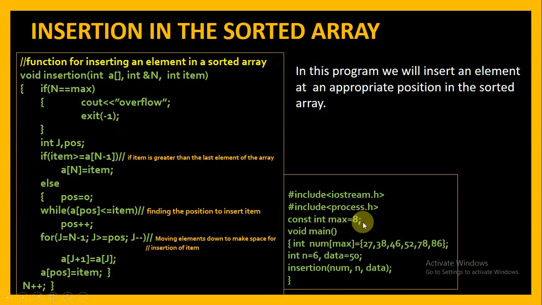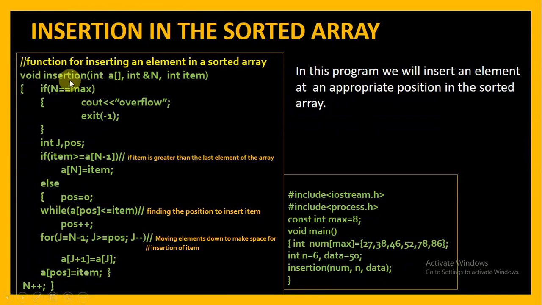We are declaring a constant integer for the size of the array, and then we are saying main. In main I am declaring an array of size max, and these are the data items which are already inserted in the array. And then n is equal to 6. It means 6 elements are there in the array and the data I have to insert is 15. Now this time position is not given to us, so we will pass only 3 arguments: num, which is the array name, the number of elements which are present in the array, and the data which I want to insert.